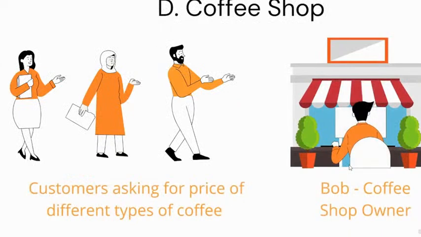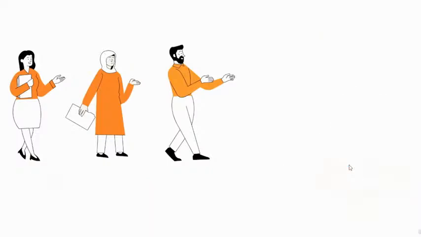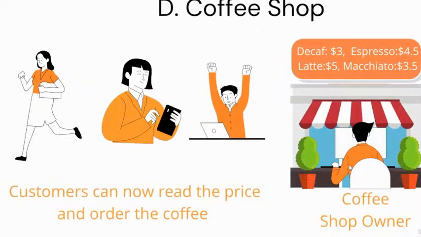Customers realize it takes too long for Bob to respond and they start heading to a different shop. What can Bob do to solve this problem? You guessed it right. Bob can now install a board on the top of his shop that would help customers understand the different types of coffee that is served at his shop and the corresponding prices of each type of coffee. Bob installs the board and his customers are now happy.